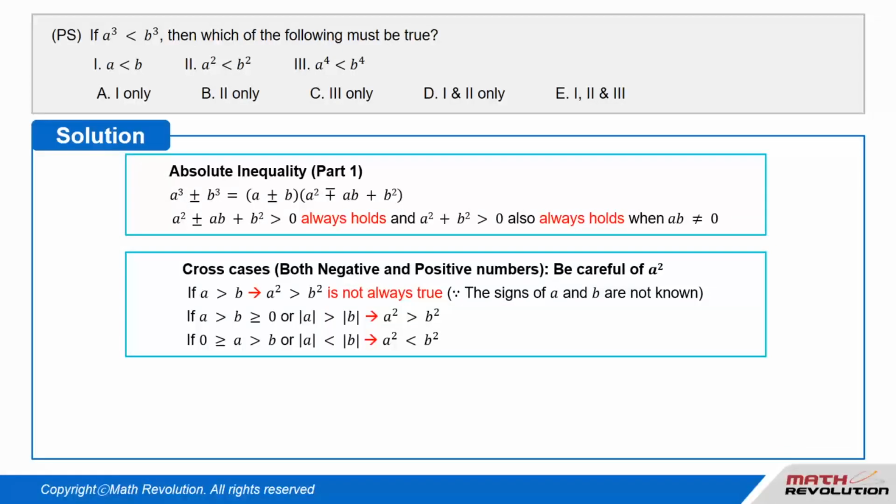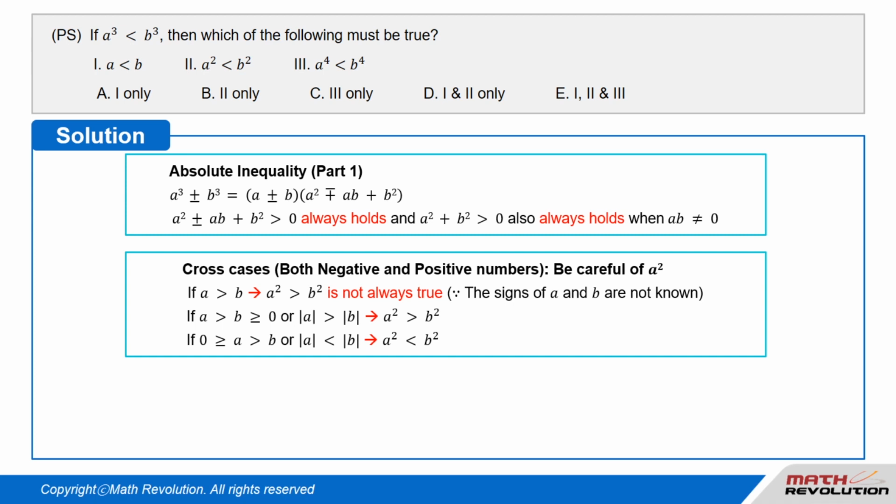Cross cases, both negative and positive numbers. Be careful of a squared. Always be careful when dealing with negative numbers, including the cross multiplication cases, which are related differently to positive numbers and negative numbers. If we are given that a is greater than b, we cannot apply the rule a squared is greater than b squared, as we're not aware whether a and b are positive or negative.